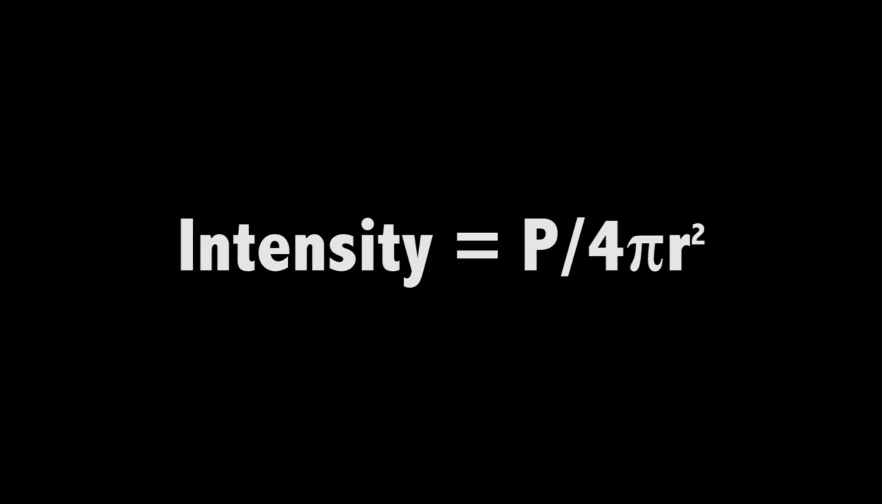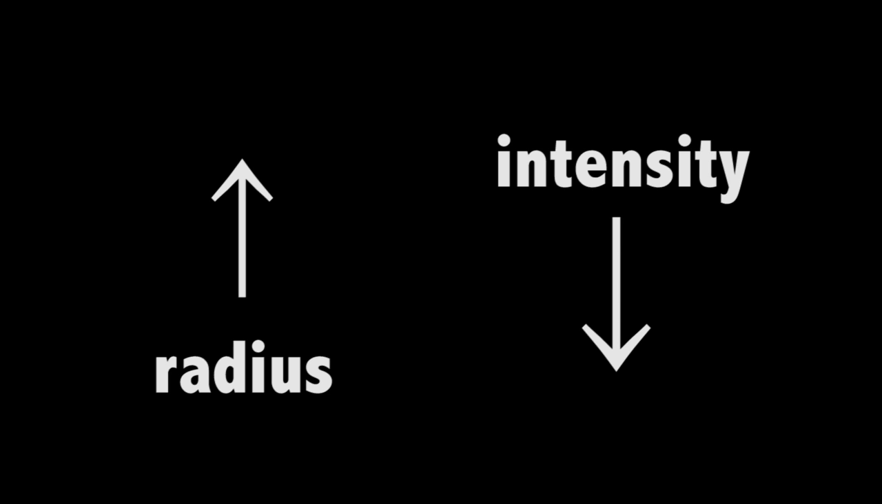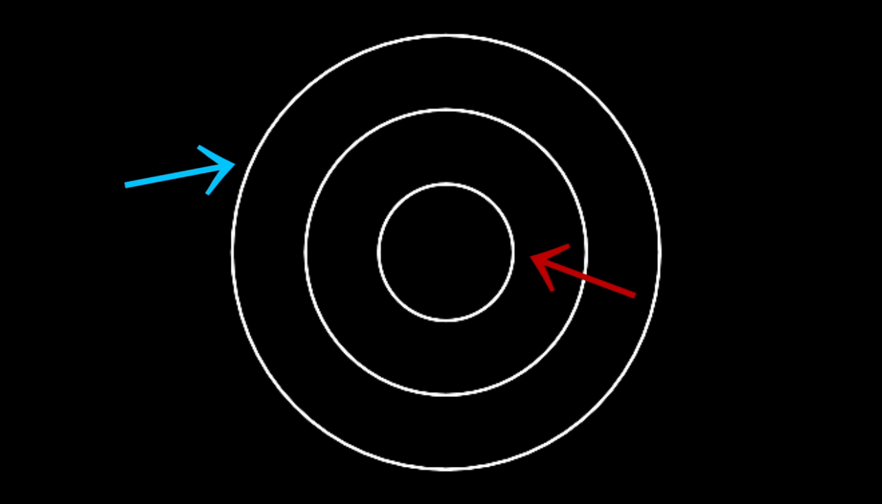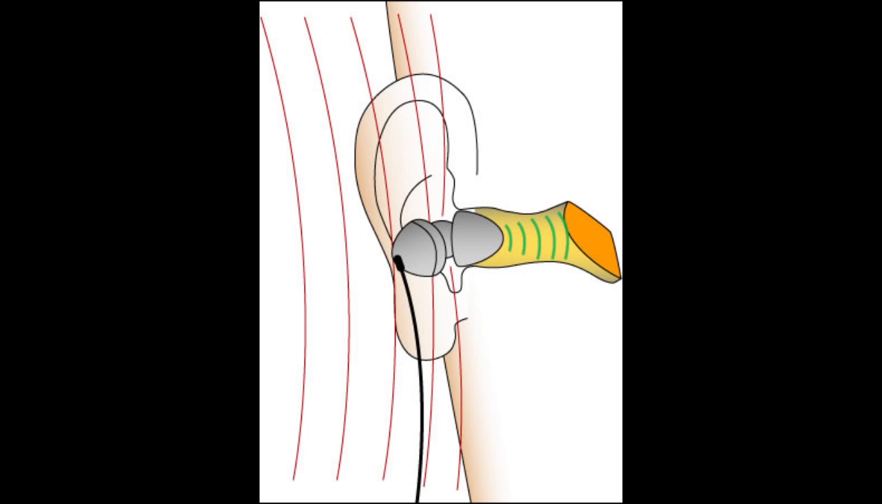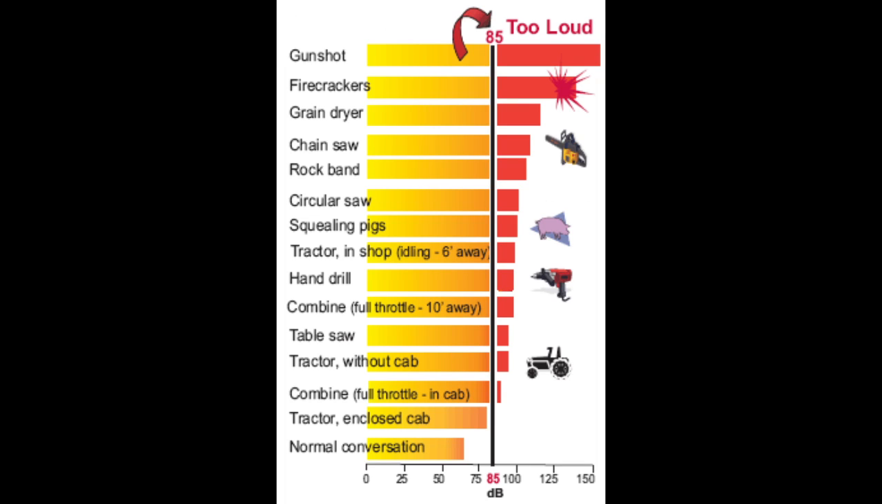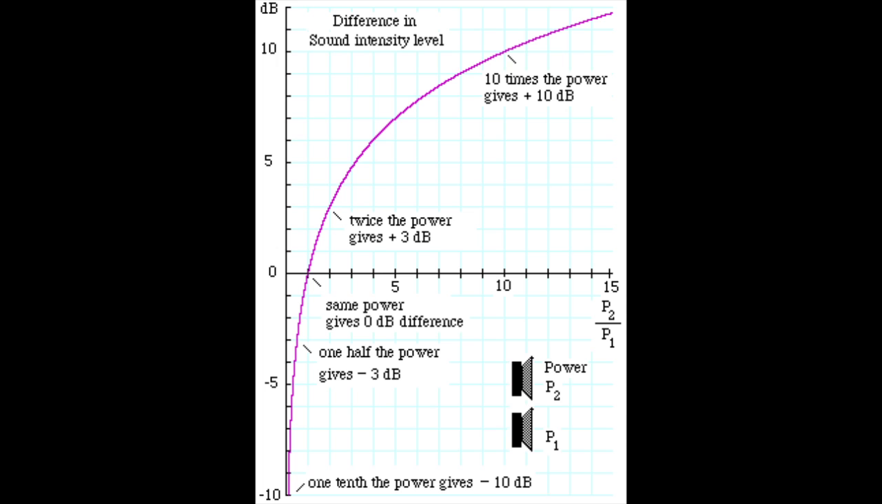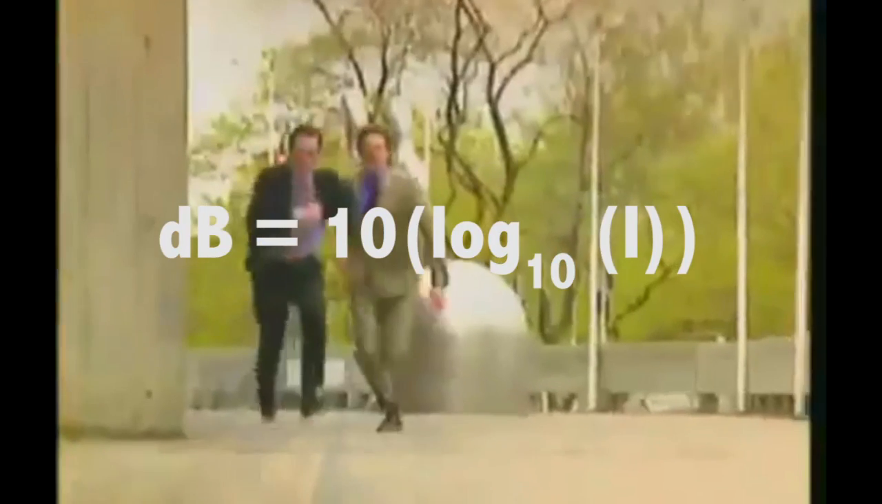You can use the formula power over 4 pi r squared to calculate the intensity of a sound wave. Increasing the radius decreases the intensity, since the energy is more spread out as the sound wave furthers away from the source. However, the intensity of a sound does not necessarily determine how loud it is. In the human ear, the sensation of loudness is logarithmic. So to find out how loud a sound is, you must take the log of the intensity and multiply it by 10.